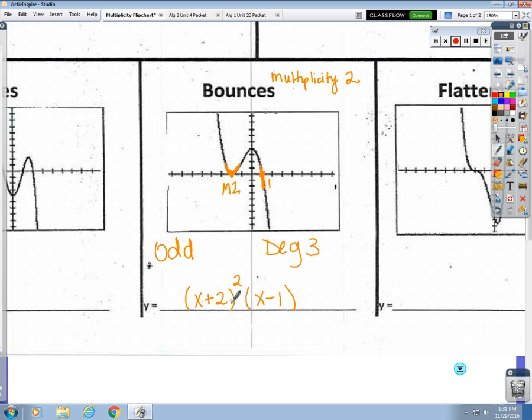And then the only other thing we have to do to complete this equation is it's going down on the right, it's negative, so we need to throw in that negative sign in the front.